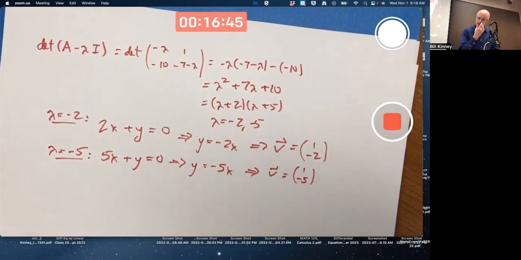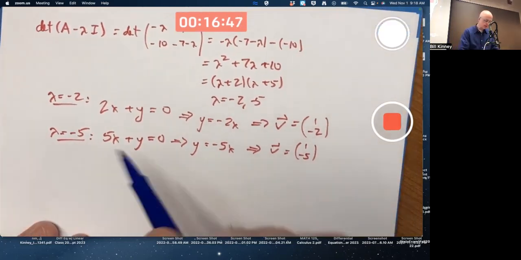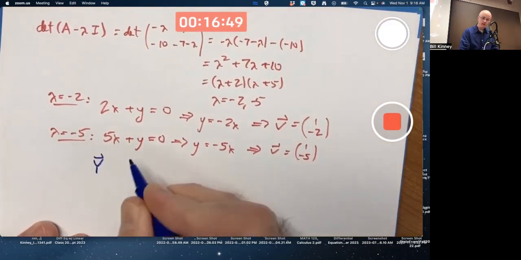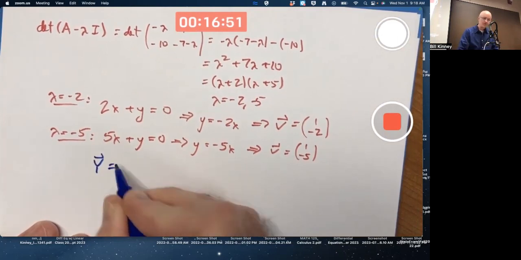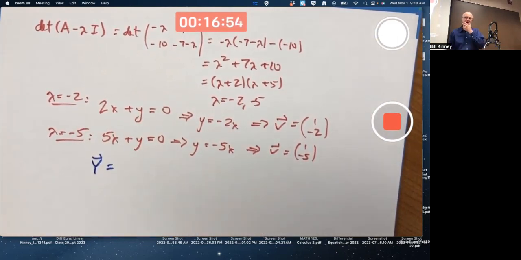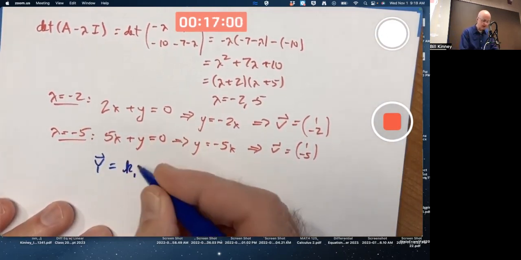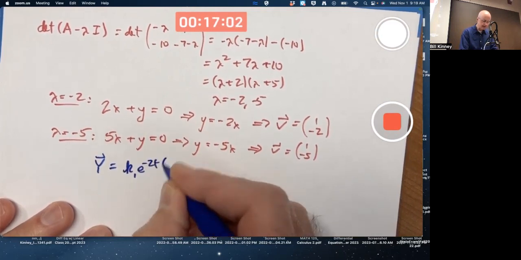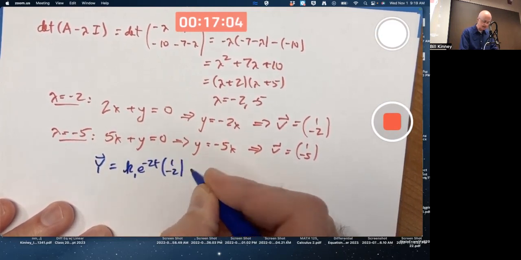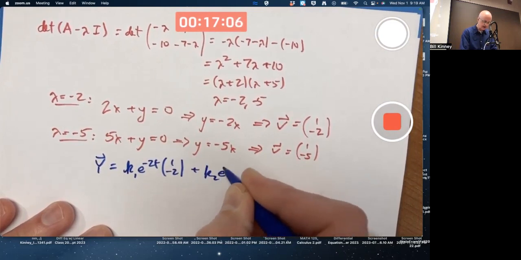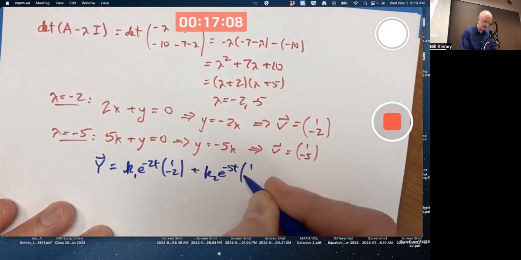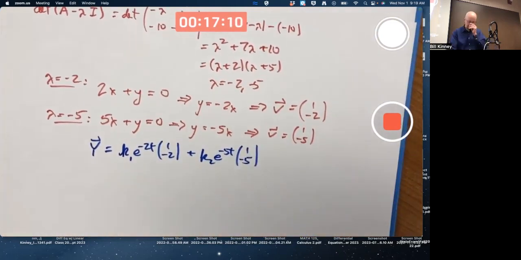So in vector form, your general solution would be, okay, let's do what the book doesn't do. Well, okay, I won't use the phi notation. We will eventually here. Let's do what the book does. K1 times e to the -2t times its eigenvector plus K2 times e to the -5t times its eigenvector.